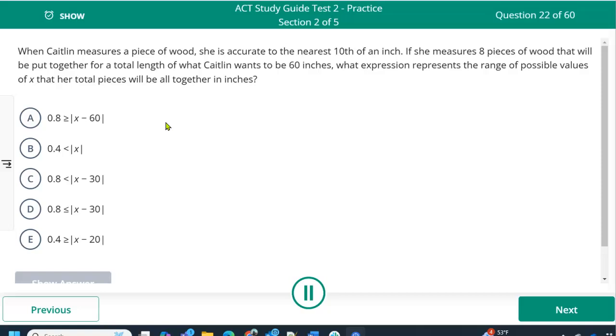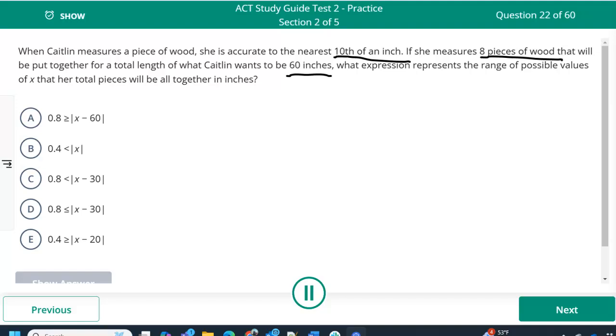When Caitlin measures a piece of wood, she's accurate to the nearest tenth of an inch. If she measures 8 pieces of wood that will be put together for a total length of what Caitlin wants to be 60 inches. Okay, 8 pieces of wood. Let's see. She is accurate to a tenth of an inch. She's got 8 pieces of wood. And she wants it to be 60 inches. What expression represents the range of possible values that her total pieces will be altogether in inches?